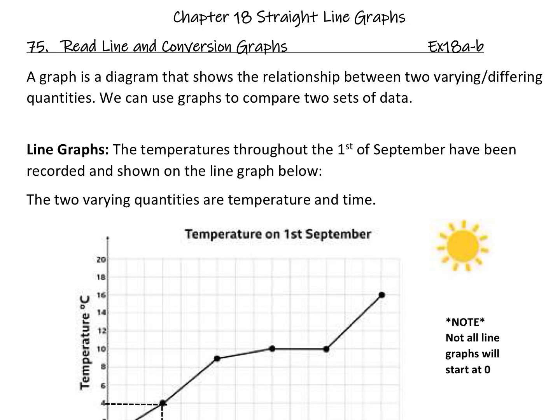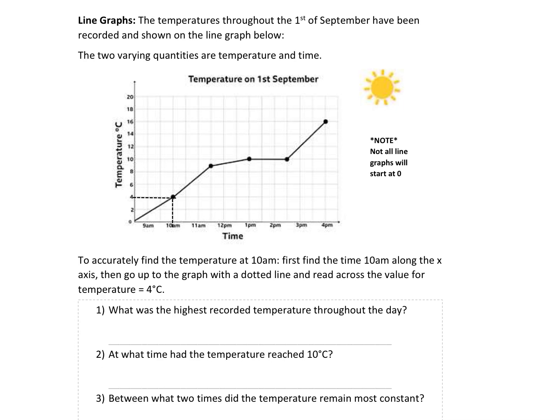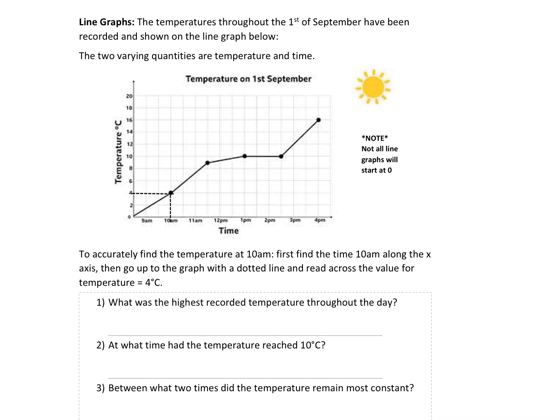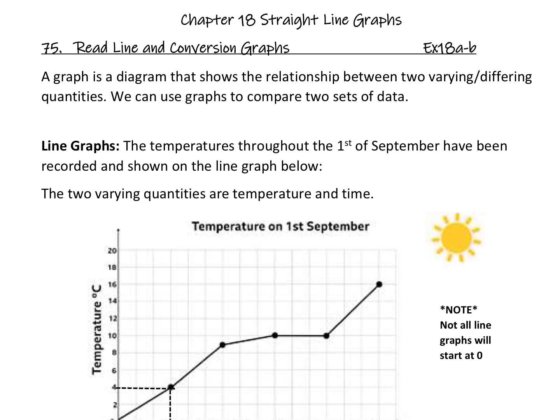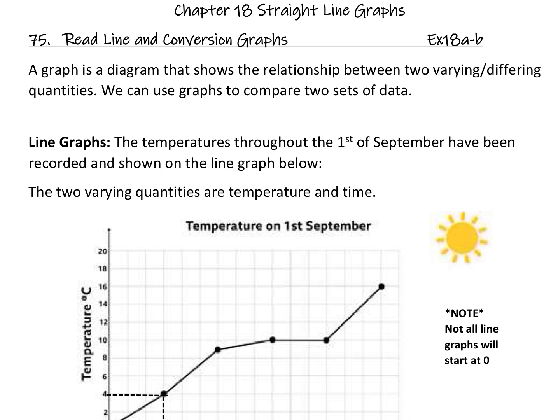In this video, we're going to read line and conversion graphs. If you're revising, you can pause the video and have a go at these three questions. So a graph is a diagram that shows the relationship between two varying or differing quantities. We can use graphs to compare two sets of data.